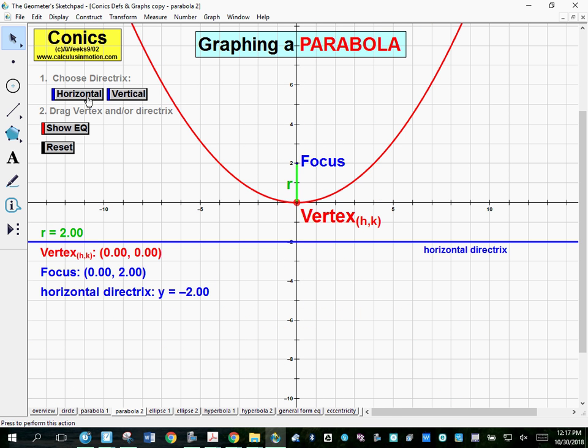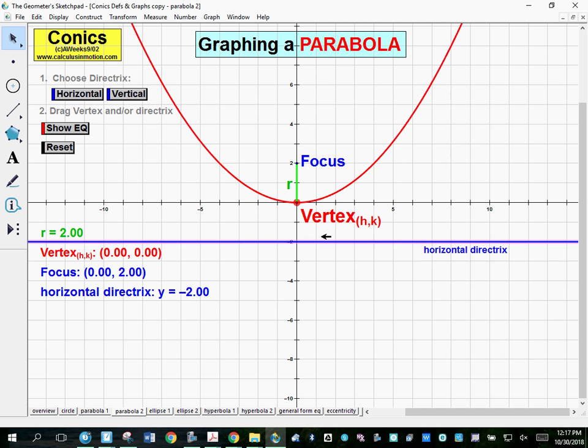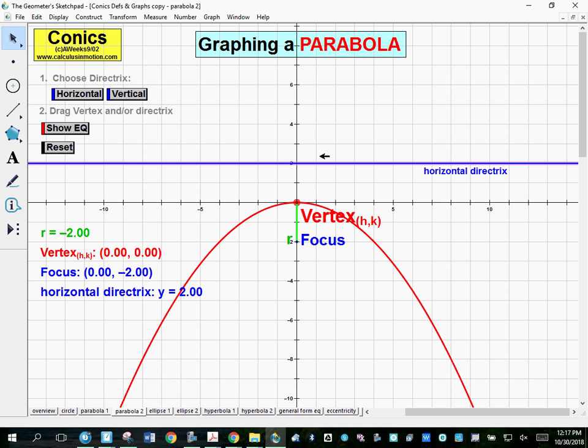We did vertical, now let's do horizontal. Drag it down, that's what you get. The further away it is, the greater the p-value, the wider the graph. The narrower it is, the narrower the graph, and so on.